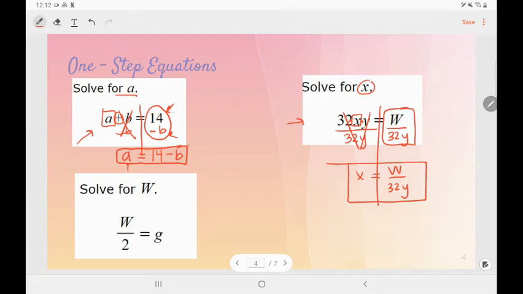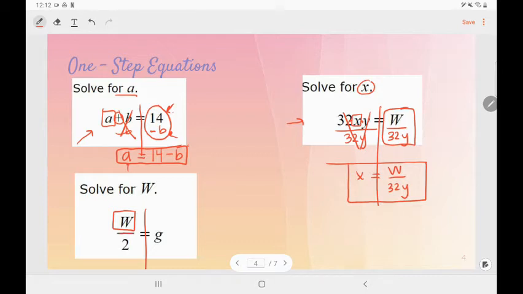On this third example, I'm asked to solve for w. I identify where it is, and I'm going to work on a plan to isolate it. The only thing that is on the same side of w as w is this 2.